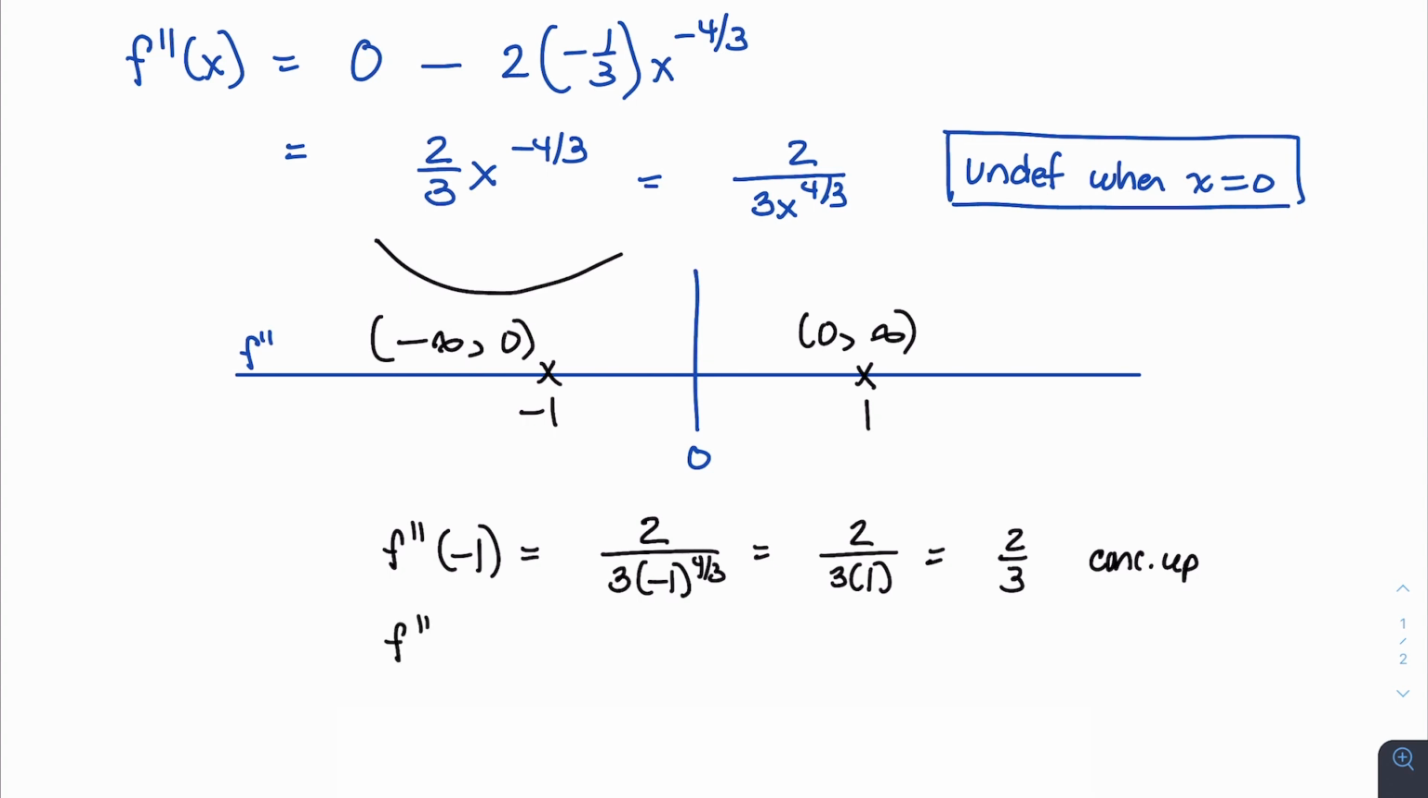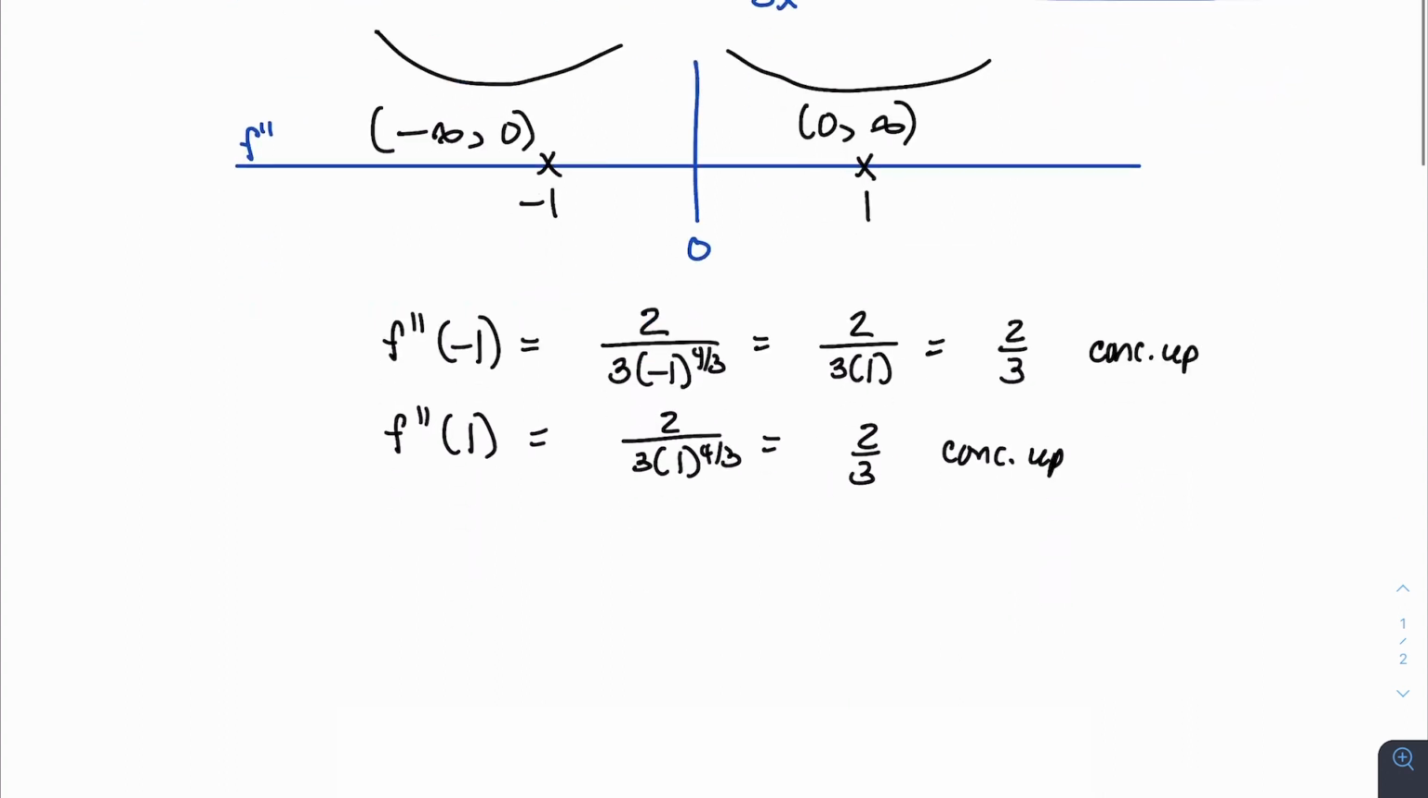If we plug in 1, this is interesting. We have 2 over 3 times 1 to the 4/3. Well, 1 to any power is 1. So this is also 2/3, which means also concave up. So this graph does not have a point of inflection, because it is not changing concavity ever. It is always concave up, except possibly at x equals 0, where it kind of just levels off. So there is no point of inflection.